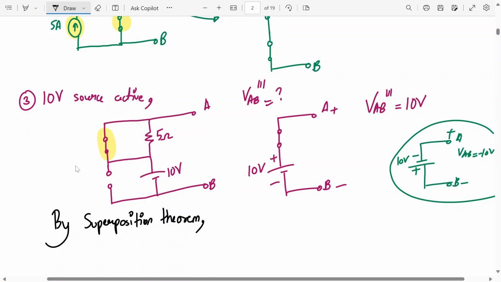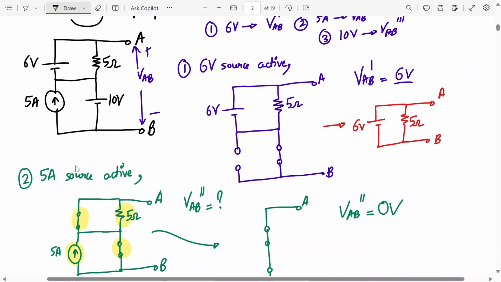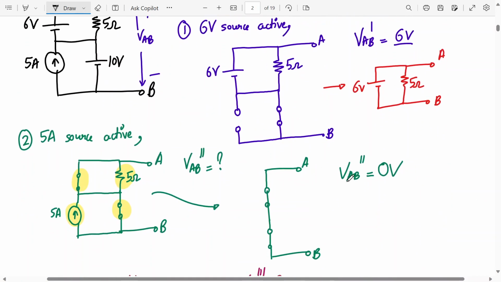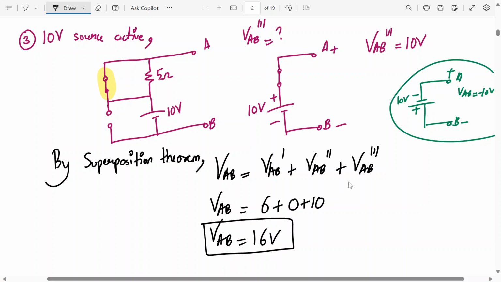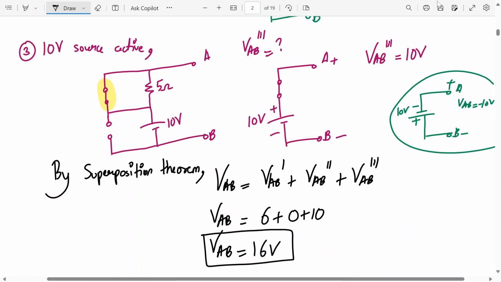By superposition theorem, we can say VAB is equal to VAB dash plus VAB double dash plus VAB triple dash. Now what was VAB dash? 6 volt. So VAB will be 6 plus 0 plus 10. How much is that? 16 volt. So that is the answer. Got it? So please complete it fast.